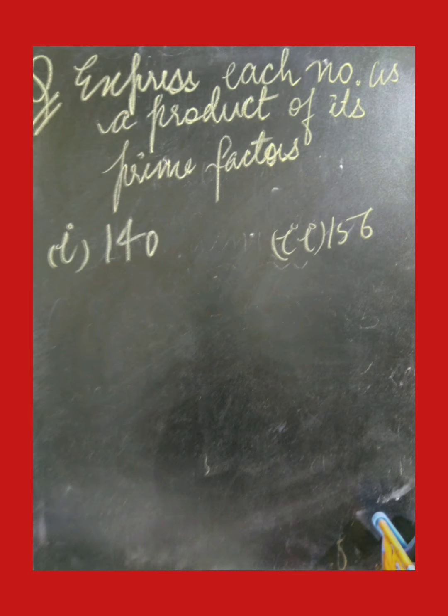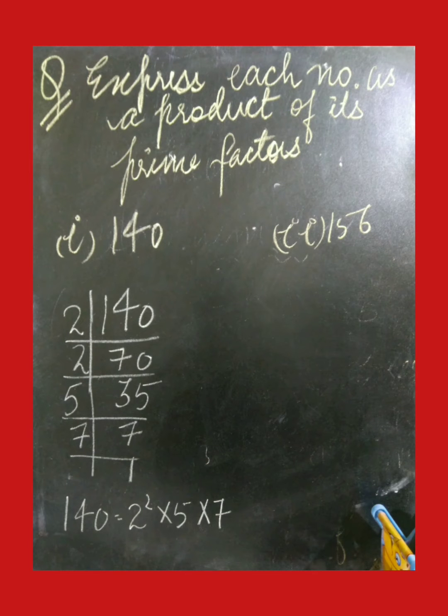Now I have the first question of NCERT, that is, express each number as a product of its prime factors. This is very easy, we have done it in previous classes also. We have two numbers, 140 and 156. We just have to find the prime factors. So 140 can be expressed as 2 into 70, then 2 into 35, then 5 into 7, 5 times 7 is 35, then 7 ones are 7. So I can write 140 is equal to 2 multiply 2 multiply 5 multiply 7, or 2 square into 5 into 7. So it is a product of prime factors.